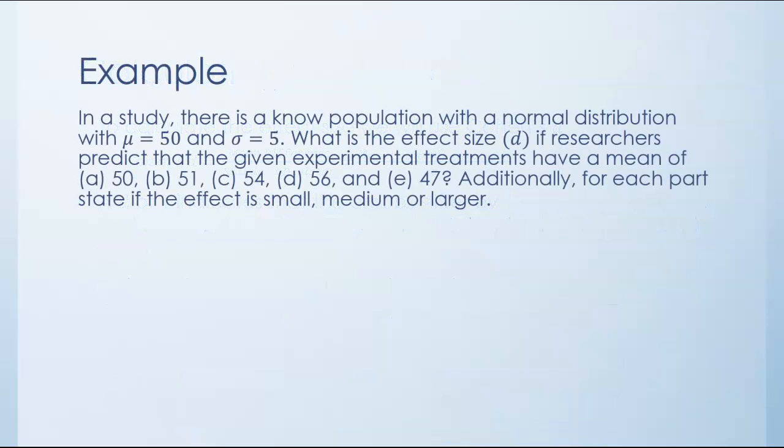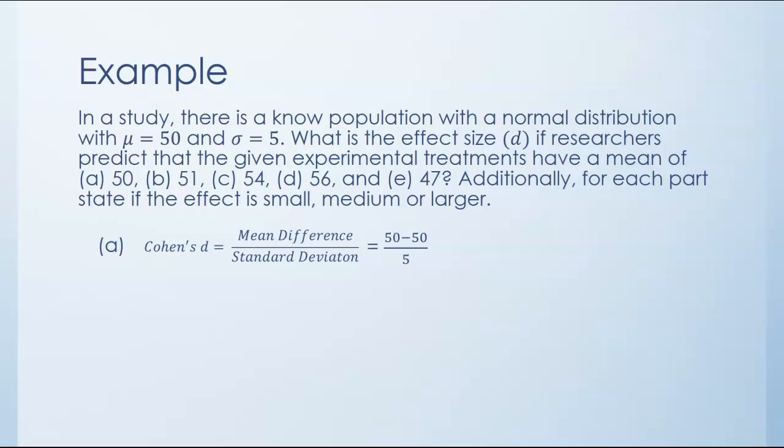So if we had an example and said there was a study, a known population where a normal distribution was a mu of 50 and a standard deviation of 5, what is the effect size if a researcher predicts that given an experimental treatment, they would have a mean of A, 50, B, 51, C, 54, D, 56, or E, 47? So we're going to go through all 5 of these and show the effect size of each one of these. Again, we're going to do the mean differences divided by the standard deviation.